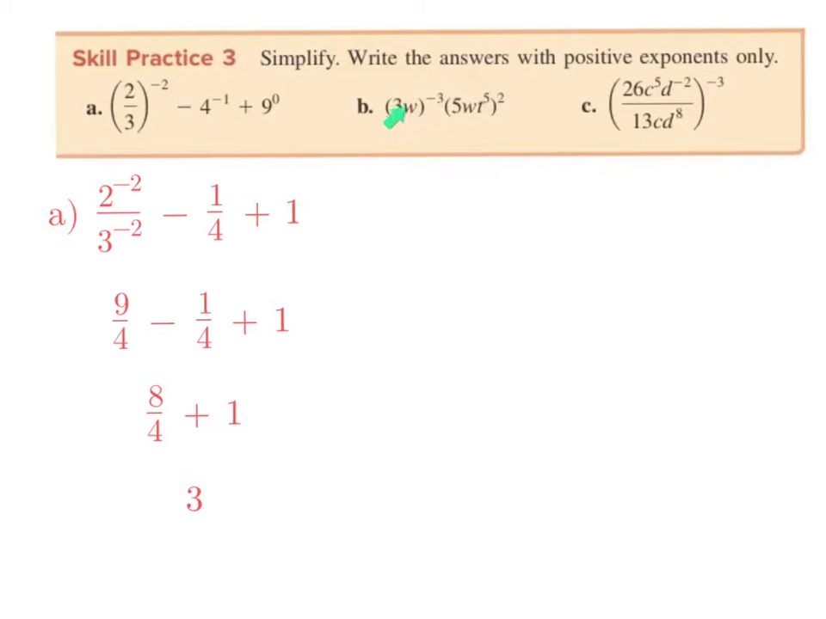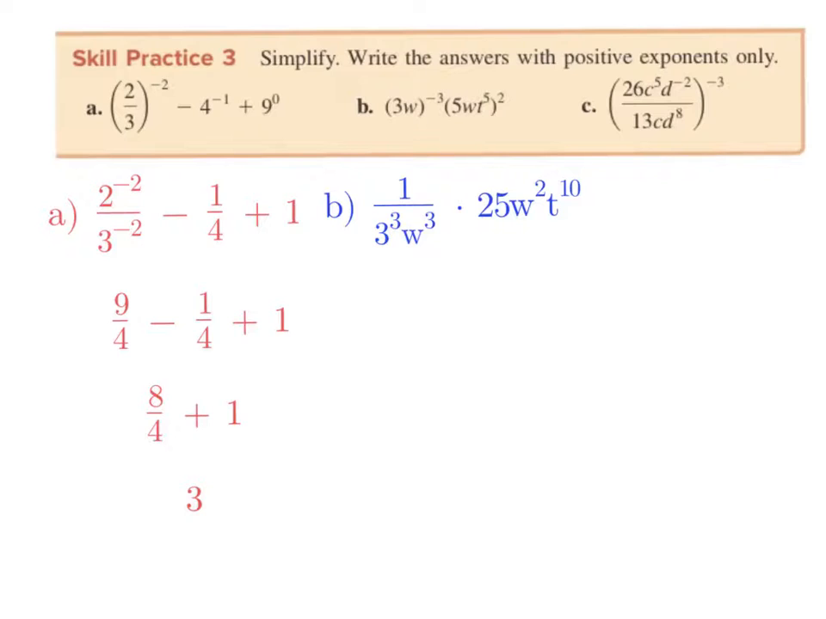The whole 3 to the w, or 3w, has to be raised to the -3rd, and it has to go down. Here we're going to raise 5 to the 2nd. Don't forget about the 5 to the 2nd. Sometimes you forget that. W to the 2nd and t to the 10th. So here I have it written out. Okay, so 3 to the 3rd on the bottom, w to the 3rd on the bottom, 5 squared is 25, w squared is w squared, t to the 5th to the 2nd is t to the 10th.